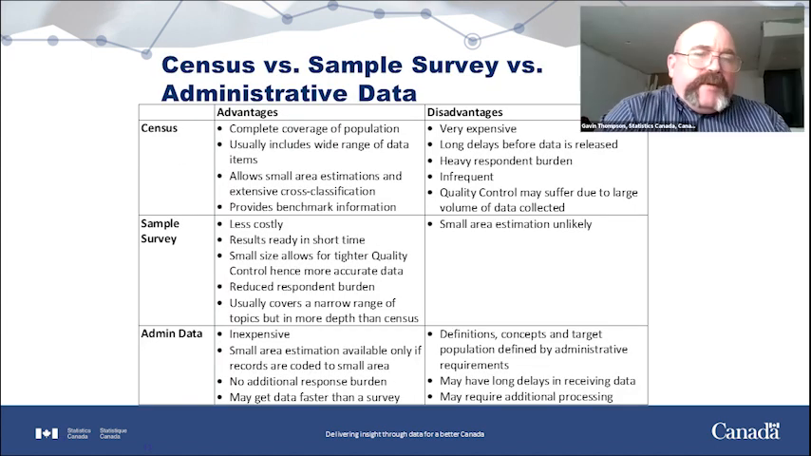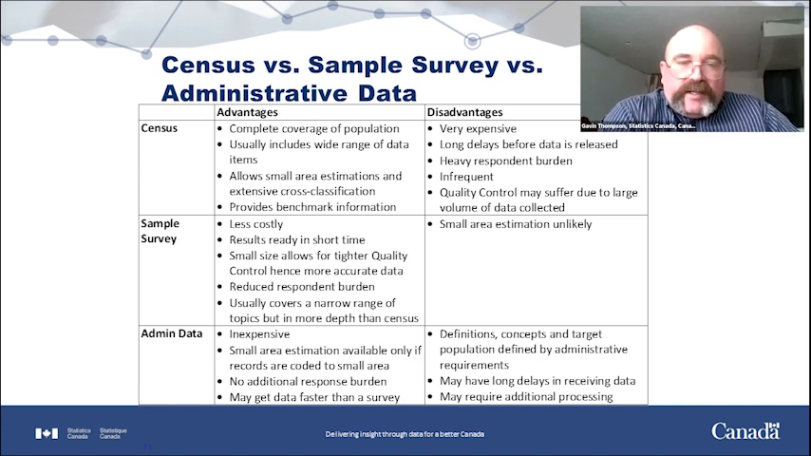When we compare a census to a sample survey to administrative data, a census is obviously very expensive. There are long delays before it's released. There's heavy response burden. A sample survey is less costly, and we can do it quite a little bit quicker. What's interesting, and a lot of people don't think of it, is that the small size allows for tighter quality control, and hence you can sometimes get more accurate data by doing sample surveys than by a census. As all of us are probably aware, when you send out interviewers to the entire country to do interviews, quite a few mistakes are going to happen. And unless you have a lot of time to process the data, some of these mistakes will get through.